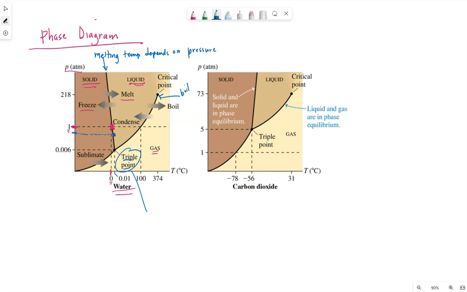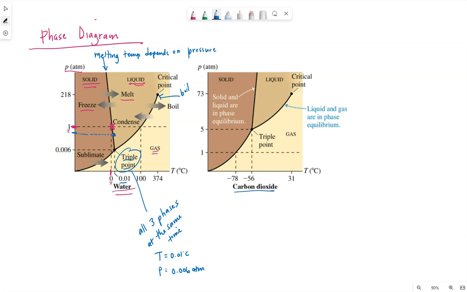Now, an interesting point on here is called the triple point. The triple point is where you can have all three phases, liquid, gas, and solid, at the same time. Now, for water, that's at a temperature of 0.01 Celsius and a pressure of 0.006 atm. That's a very, very small pressure, which is why this is something we would not observe normally.